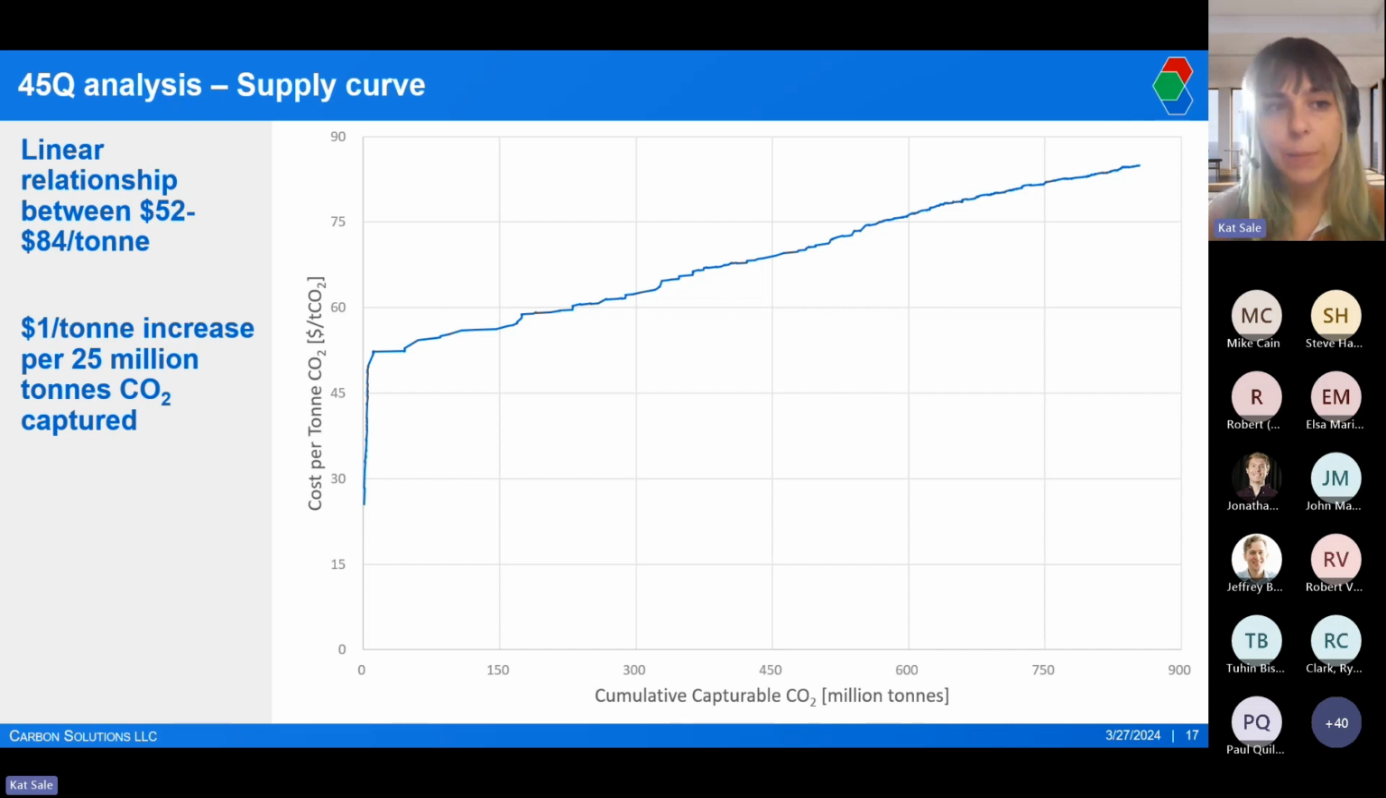We're looking at anything below $85. And there's kind of like a $1 per ton increase per 25 million tons of CO2 captured. And indeed, about 850 million tons of CO2 can be captured in the US below the 45Q limit. But it is important to consider that the cost of transport and storage will increase CCS costs. And that's what we have set aside to talk about here.